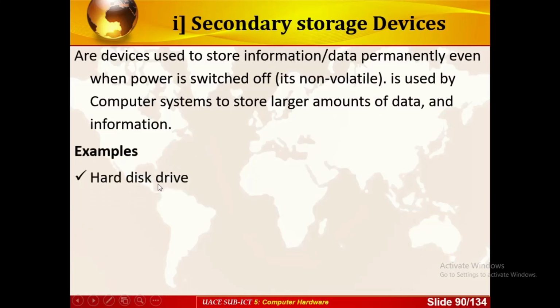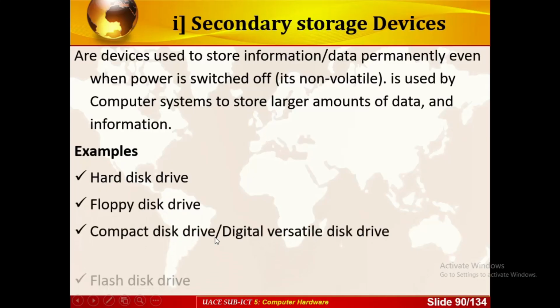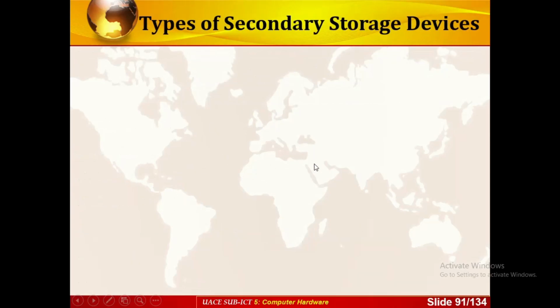We have the hard disk, the floppy disk, the compact disk or DVD, and also the flash disks plus the memory cards. All these are called secondary storage devices. They store data for a long time.